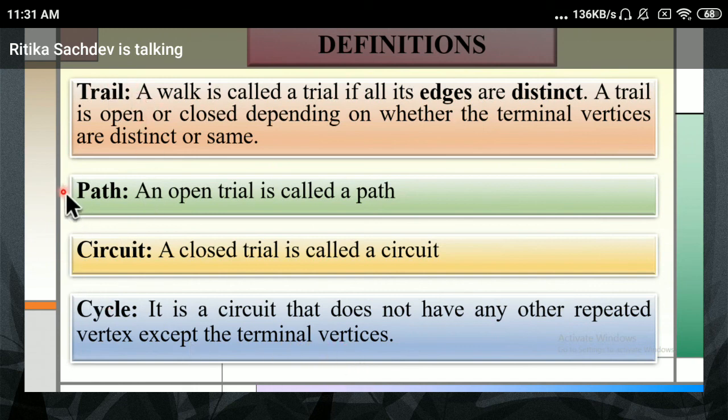So how did we start? From walk we have gone to trail. In the trail, all the edges are distinct. Then we said if the trail is open, we call it a path. If the trail is closed, we call it a circuit. We went further. From the circuit, all the edges are distinct. Now we put restrictions on vertices. If all the vertices are also distinct, except the first and the last vertex, then this is called a cycle. Please take the screenshot.